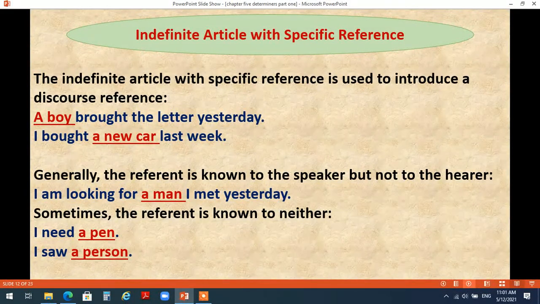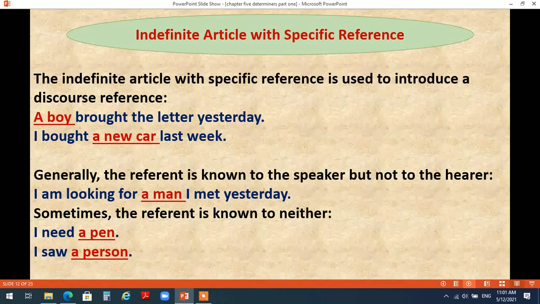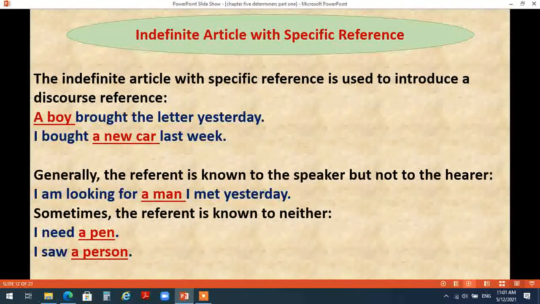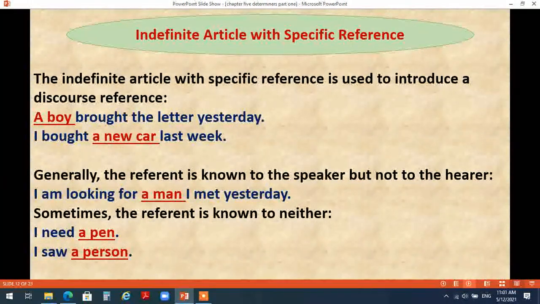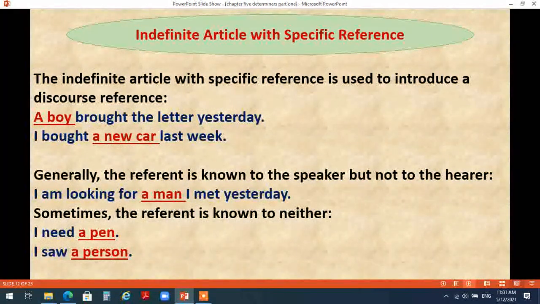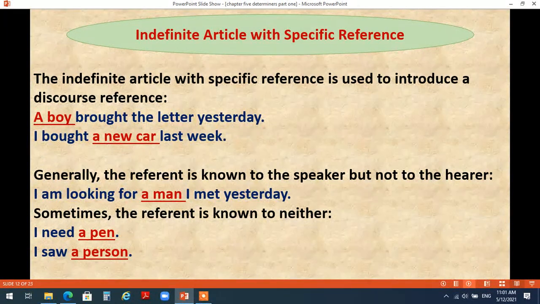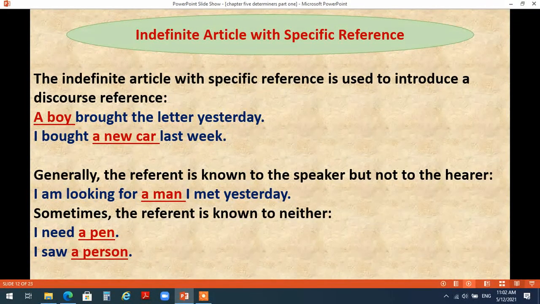لاحظوا هنا كلمة boy ذكرت للمرة الأولى، فلذلك يجب أن تكون مسبوقة بال indefinite article a. كذلك الحال بالنسبة للمثال الثاني I bought a new car last week. ما دام new car ذكرت للمرة الأولى فيجب أن تكون مسبوقة بأداة التعريف غير المحددة a.